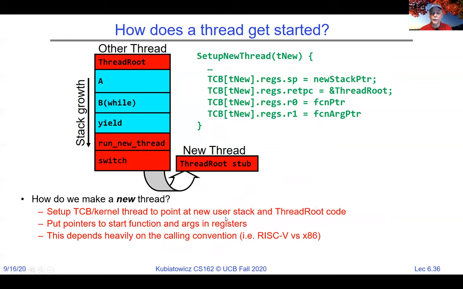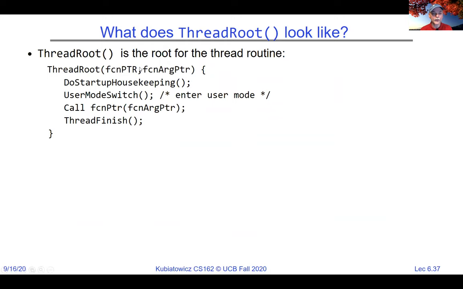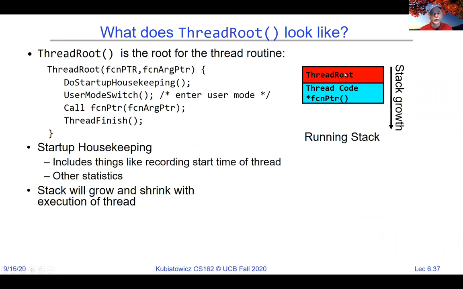Now, this is going to depend heavily on what calling convention we use. I'm showing you something that looks like a MIPS or a RISC-V. If you've got an x86, you have to do a little bit more with the stack to set it up. But the bottom line is we're setting this up to look like we've switched to it, so that if we switch to it, it'll just start running. And what does it look like? Well, the thread root does some housekeeping. It switches into user mode and calls a function pointer. Thread root calls the thread code, and all of a sudden we've got a thread that's running. This is exactly the way that S and T were started in that previous slide.